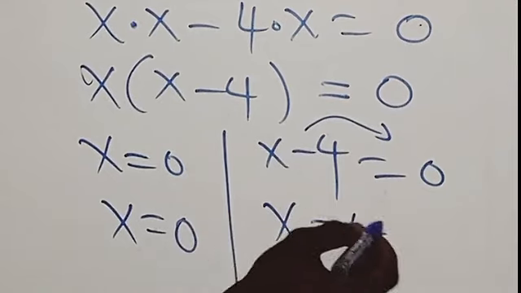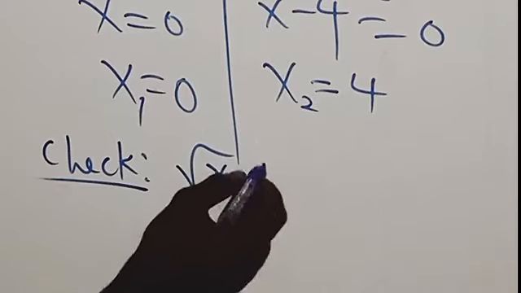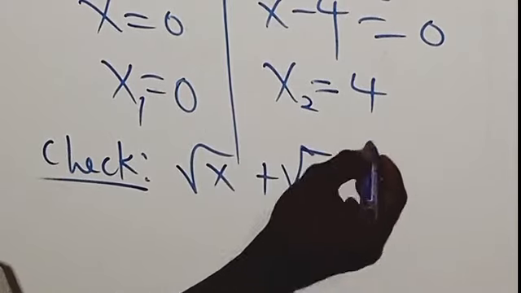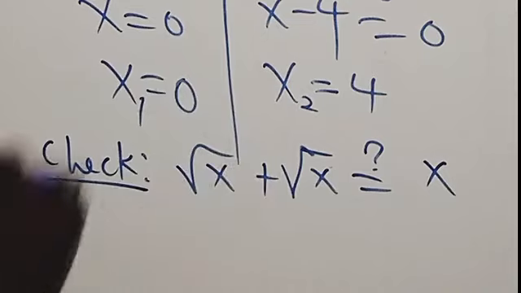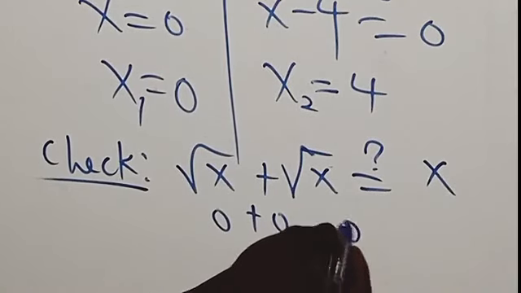So those are the solutions: x equals 0 and x equals 4, right? So we can actually check. If we check, we have root x plus root x, is it going to give us x? So now if x is 0, we put 0 here. 0 plus 0 equals 0.